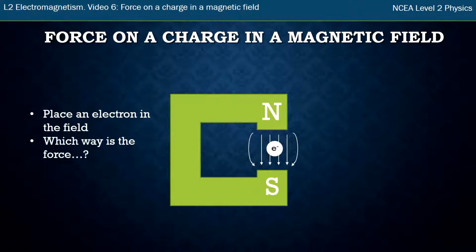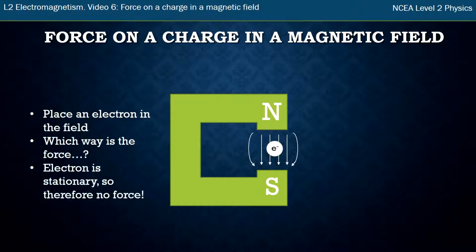on the electron? Now, mistakenly, a lot of students will say, oh, it heads towards the north side because opposites attract. It's a negative and it goes towards the north. That's not true. This is a magnetic field and this is an electric charge. They're different things. So the electron's stationary and there's no force. The only way there's a force is if the electron is moving.